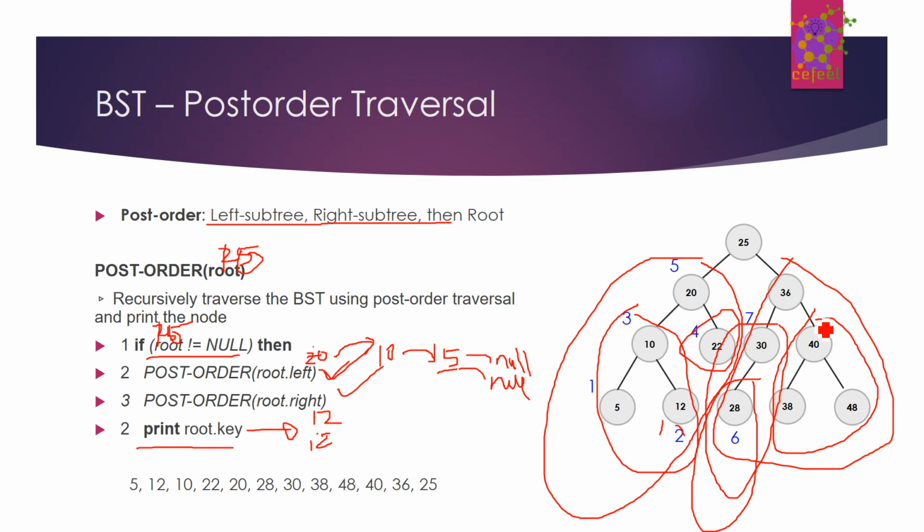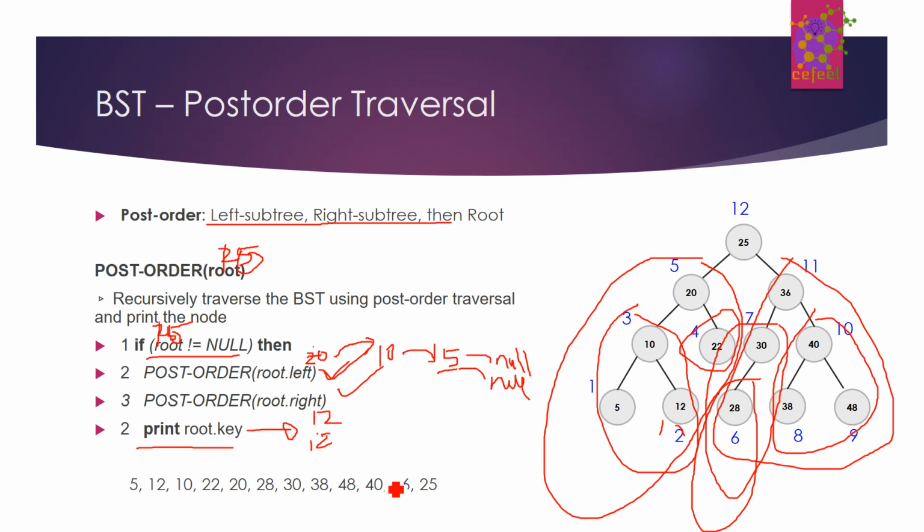traversed, due to which it will go to and call with root node 40. 40 has a left subtree and right subtree, so first those will be printed, which means 38 will be printed next, 48 will be printed next, and finally 40 will be printed. Once 40 is done, it will return to 36. 36 left and right subtree is done, so 36 will be printed, and then 36 will return to 25. 25's left and right subtree is done, so finally 25 will be printed.